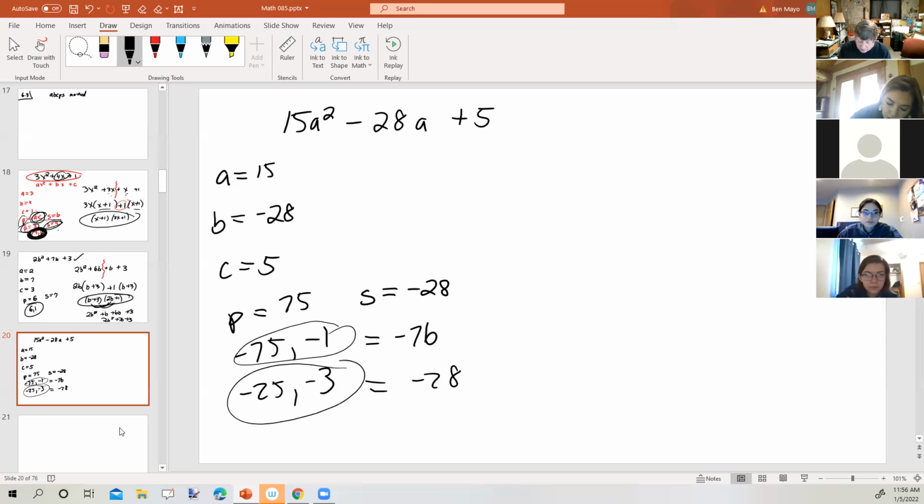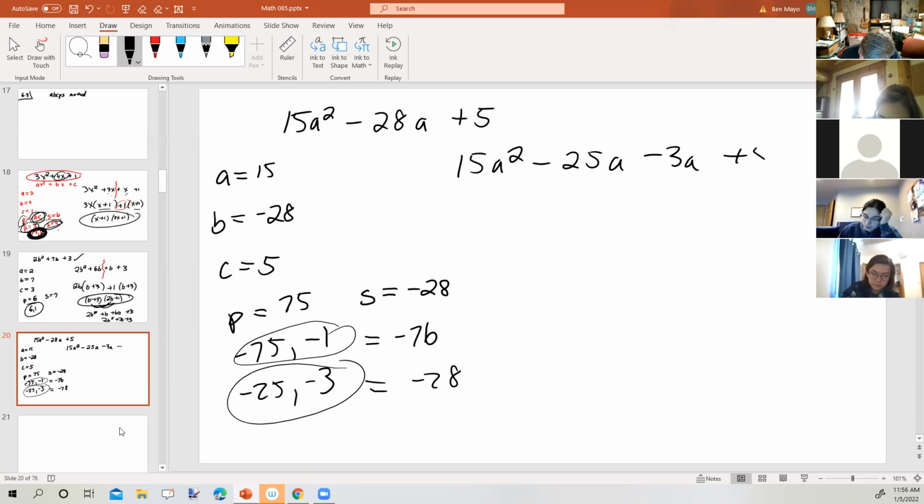So there's my two numbers. So I'm going to rewrite the original trinomial, splitting the middle term into two terms whose coefficients are those two numbers. Okay? We ready to finish this problem?